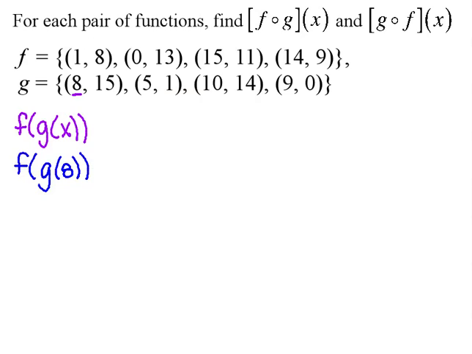Order of operations always states you do the parentheses first. So I'm going to do the parentheses here. g of 8 is nothing more than what this one is, 15. So really I'm looking at f of 15. Are g of 8 and f of 15 the same thing? Well, they're in the same ordered pair. g of 8 means 8 is your x, 15 is your y. And now I've got f of 15.